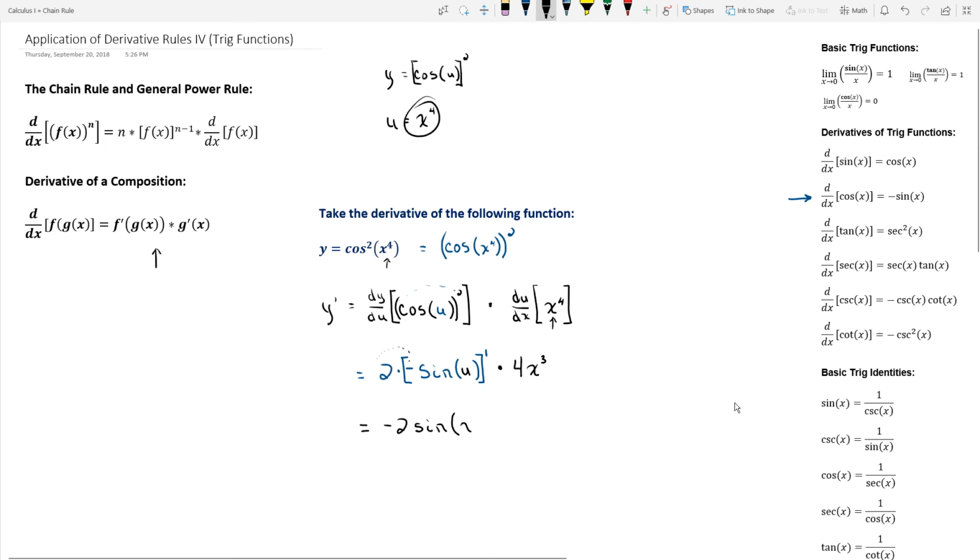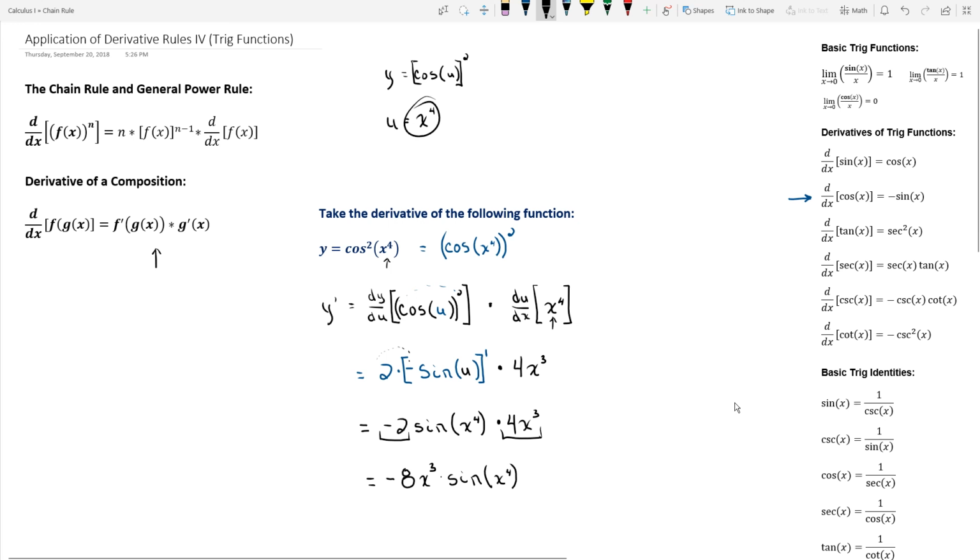So we're going to have x to the fourth multiplied by 4x to the third. And then we're just going to combine this lead coefficient with 4x to the third. So we're going to say that this is now negative 8x to the third times sine of x to the fourth.